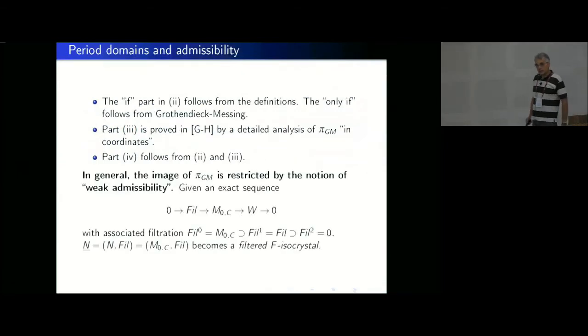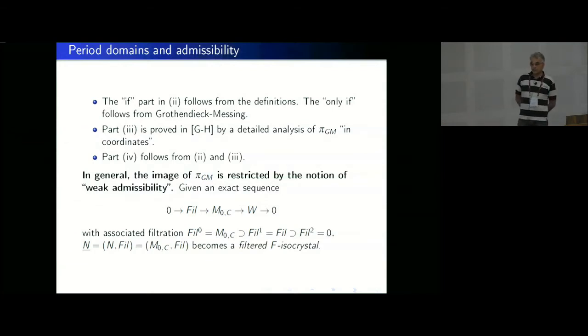And the question arises, what is the image of the period morphism in general? So we saw two examples. We saw the Lubin-Tate example where it was onto. We saw the example by Dwork where it was the logarithm and it was onto A^1 inside P^1, so it need not be onto always.